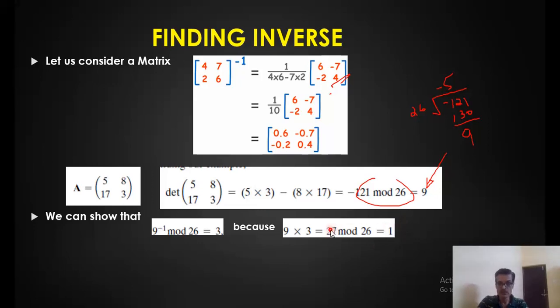So when you multiply the 9 with a particular number, the remainder you get with the modulus should be 1. For 9 into 1, that is 9, mod 26 it is 9 only. If I consider 2, 9 into 2 is 18, and 18 mod 26 is 18. 9 into 3 is 27, mod 26 is 1. So for this number 3, I got the remainder as 1. So the inverse of 9 is 3.